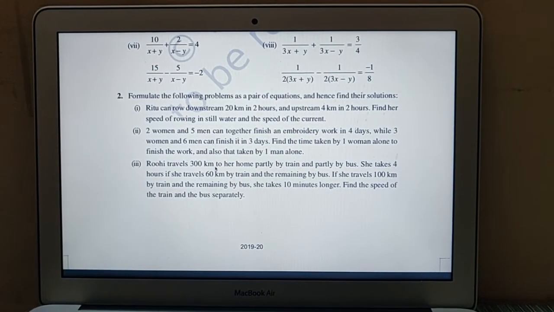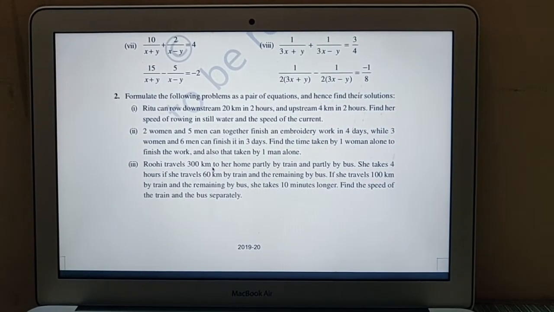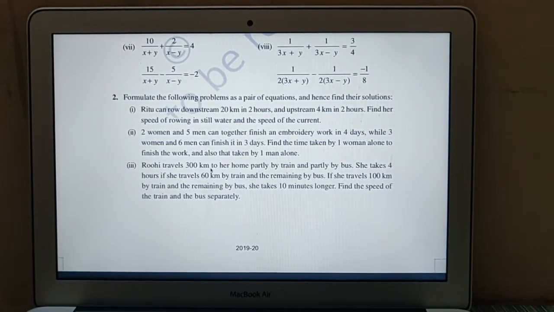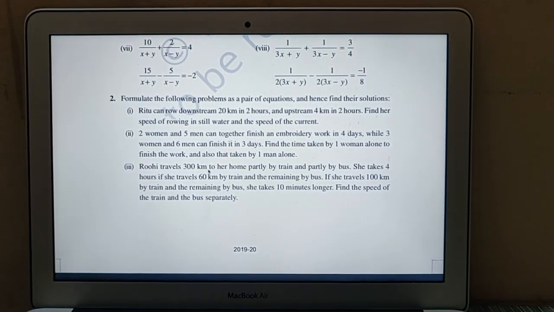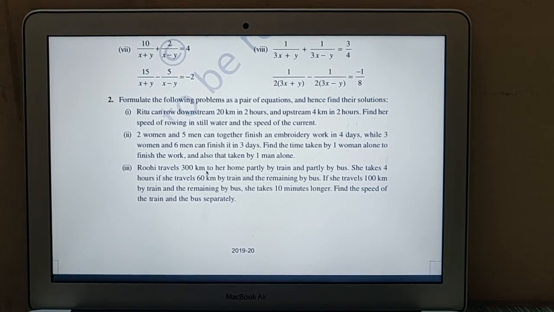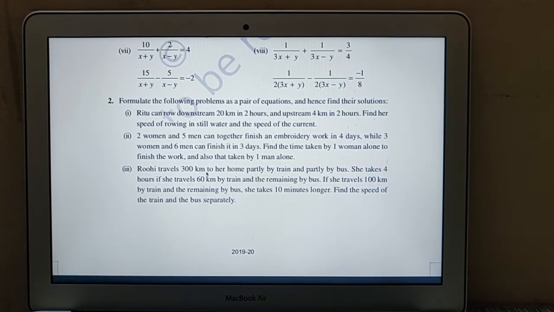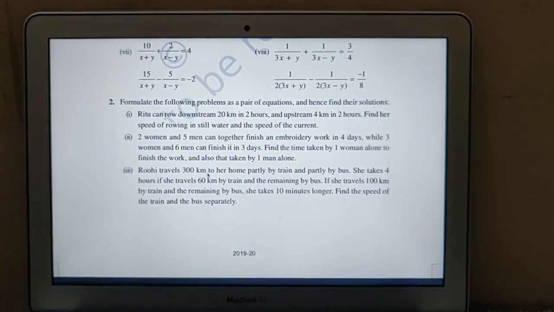Hello all of you. Now we have discussed the first question in the previous part. Today we'll be doing the second question. Again you have word problems. Again I'm telling you all the word problems are very important. You have to do each and every word problem.